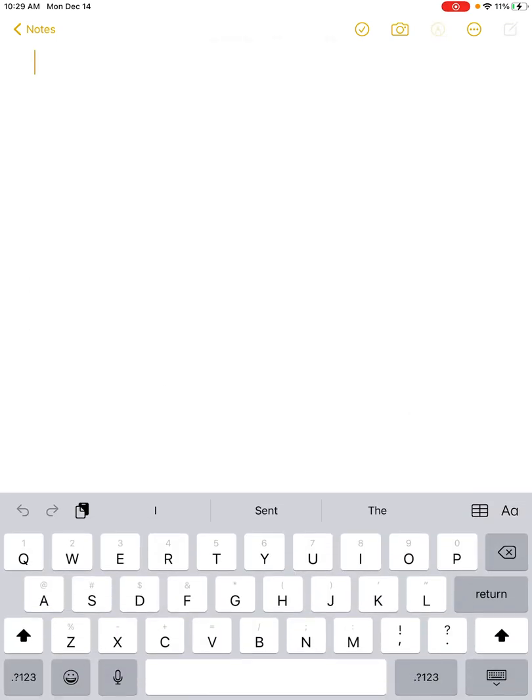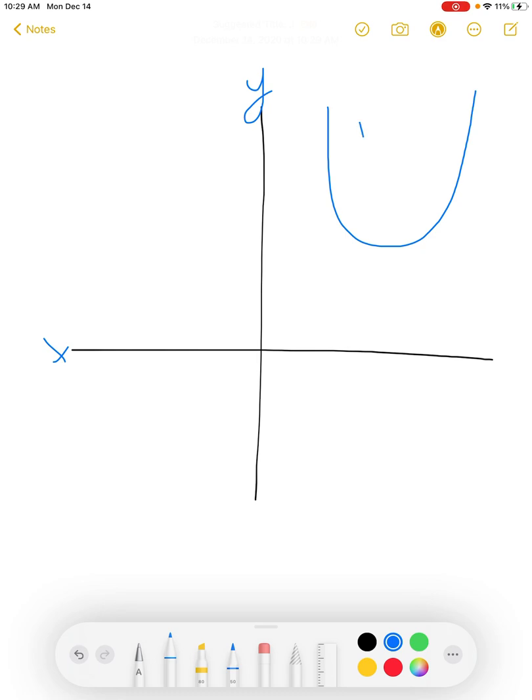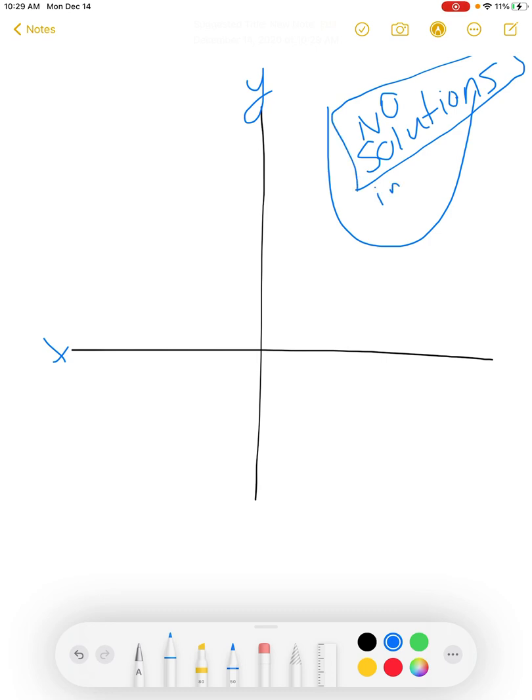So we're going to review again what the x-intercepts are. So here's my quadrant plane. If you have a quadratic that never touches the x-axis, right, this would have no solutions. Okay? In reality, the solutions are going to be imaginary, which are a real thing in math.